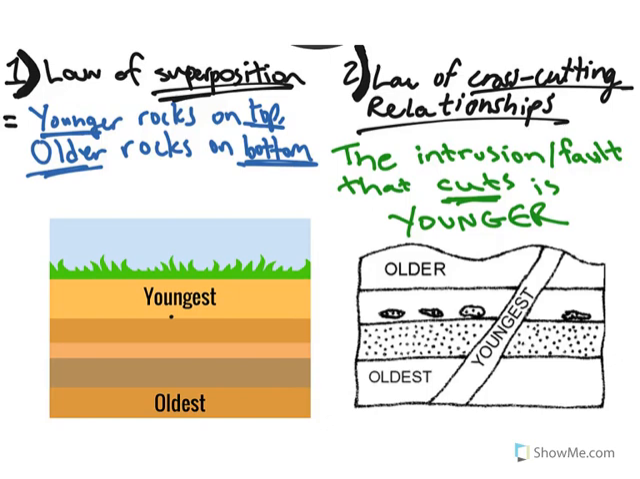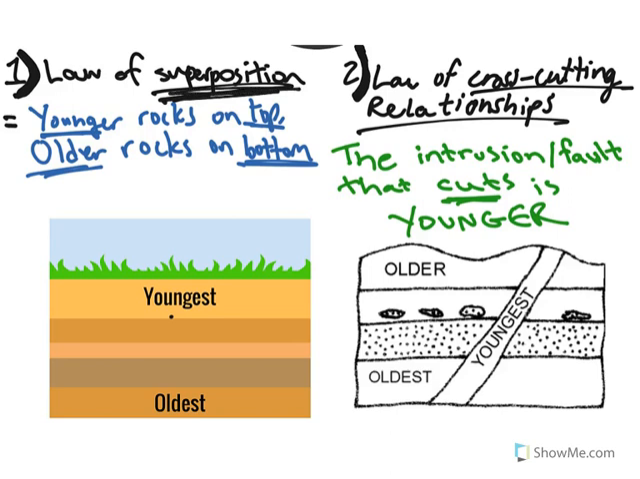So in order for scientists or geologists to figure out the relative ages of rocks or rock layers, so how old rock layers are in comparison to each other, they use two very important laws. They actually use more than two, but we are just focusing on two today. The first law is called the law of superposition.